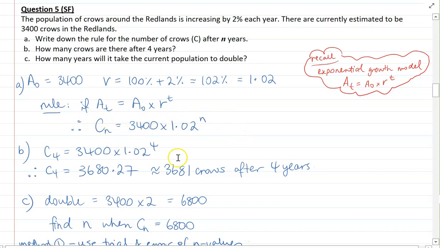For part B, we then just use the rule by substituting in n equals 4 for 4 years, and you should end up with a population of 3,681 crows, because remember, you cannot have part of a crow. So you have to round that value up to the nearest whole crow.